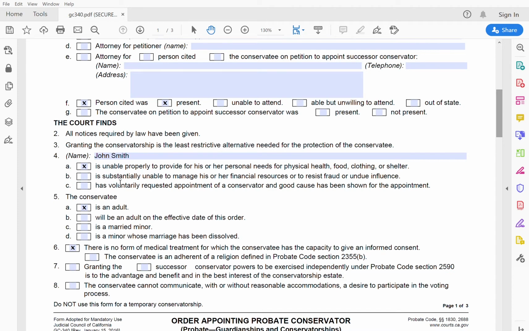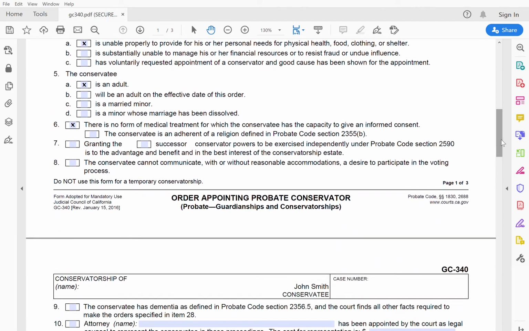Here, if the proposed limited conservatee has voluntarily requested appointment of a conservator and good cause has been shown for the appointment, I'd click that. The conservatee is either an adult or will be an adult on the effective date of this order, or is a married minor, or a minor whose marriage has been dissolved. Item 6, there is no form of medical treatment for which the conservatee has capacity to give informed consent. That is usually what is most important for the people I work with, so I always make sure that is checked because I'm always wanting to get those medical powers.